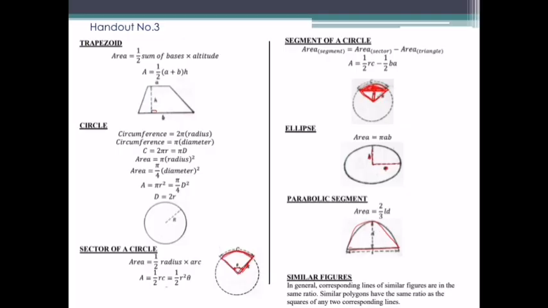Okay. Similar figures, in general: corresponding lines of similar figures are in the same ratio. So when you have similar figures, you can make use of the concept of ratio and proportion. Similar polygons have the same ratio as the squares of any two corresponding lines. I guess this was already discussed last time.